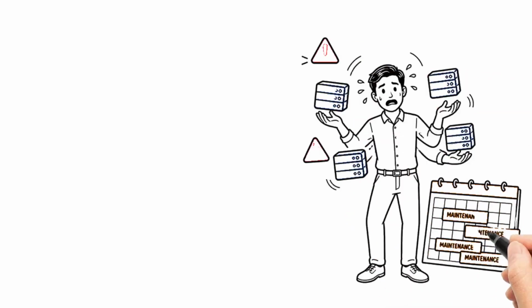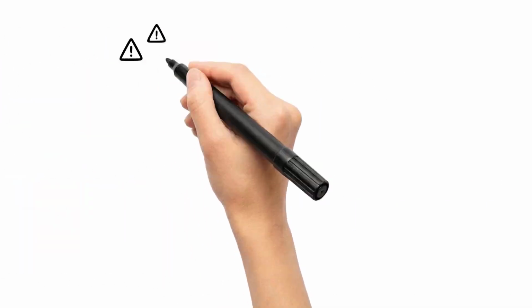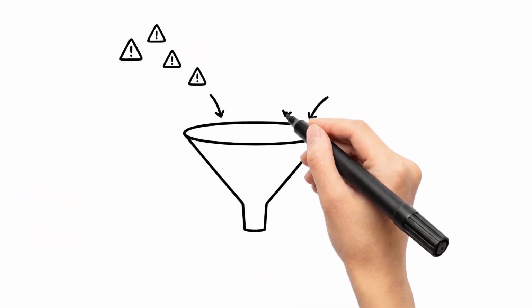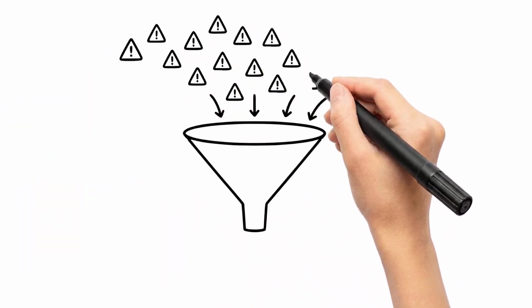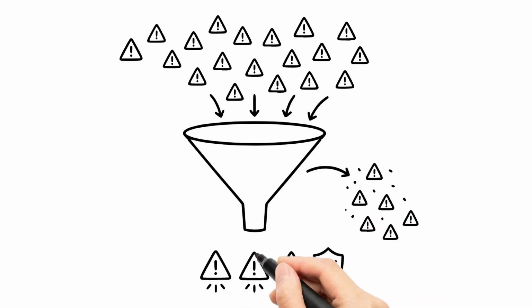Then there's vulnerability overload. Thousands of alerts can overwhelm teams. Not all vulnerabilities deserve equal attention. That's why risk-based sorting is essential. It filters noise and highlights what truly threatens the business.